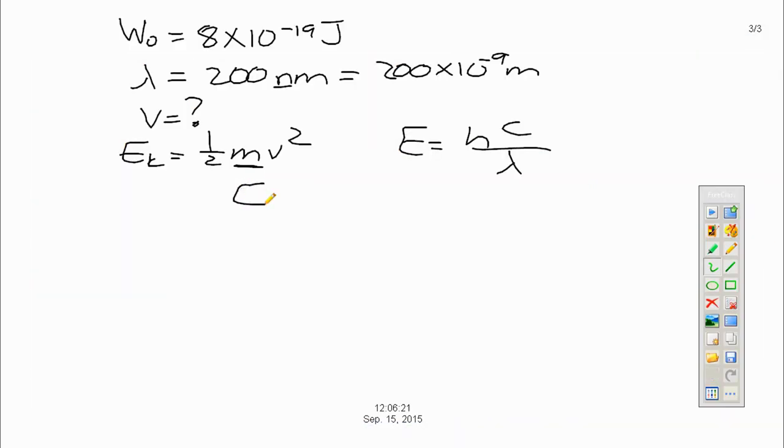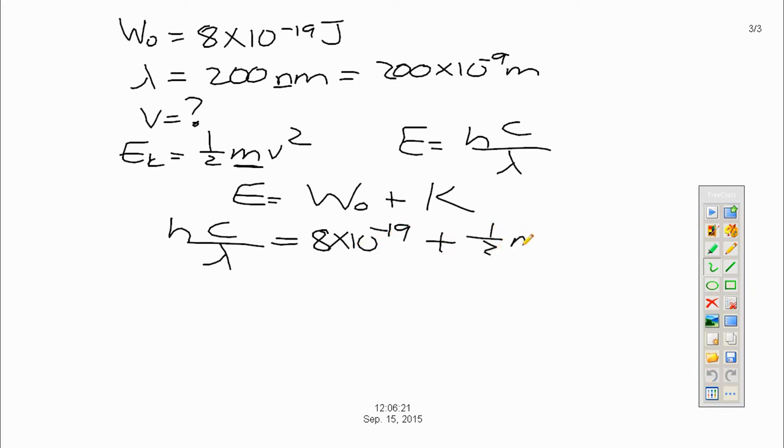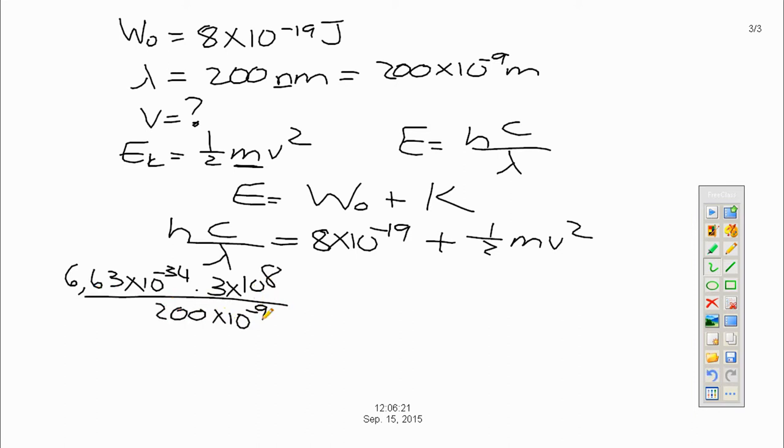So we will start with E is work function plus kinetic energy. For this value we will use hc over lambda to calculate the energy that my light has. We have the work function and the kinetic energy is half mv squared. And now we can just substitute everything we have. 6.63 times 10 to the power of minus 34, then that constant, 3 times 10 to the power of 8. We have our wavelength. Plus half of the mass, 9.11 times 10 to the power of minus 31 times v squared.